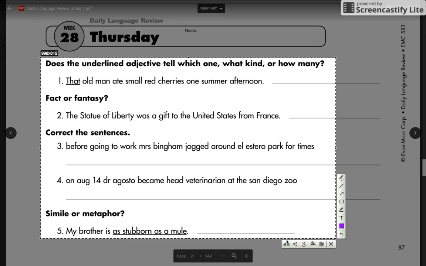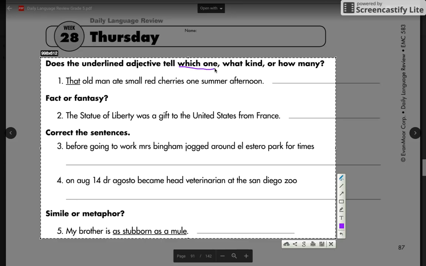Okay, does the underlined adjective tell which one, what kind, or how many? That old man ate small red cherries one summer afternoon. Which old man? That one. So it actually tells you which one. We don't think of that as being an adjective, but it technically is. Which old man? That old man.